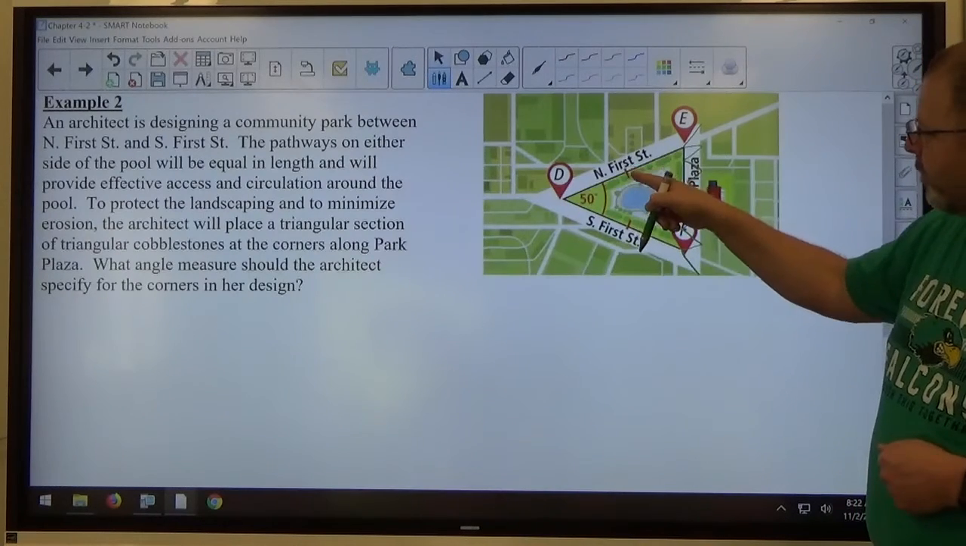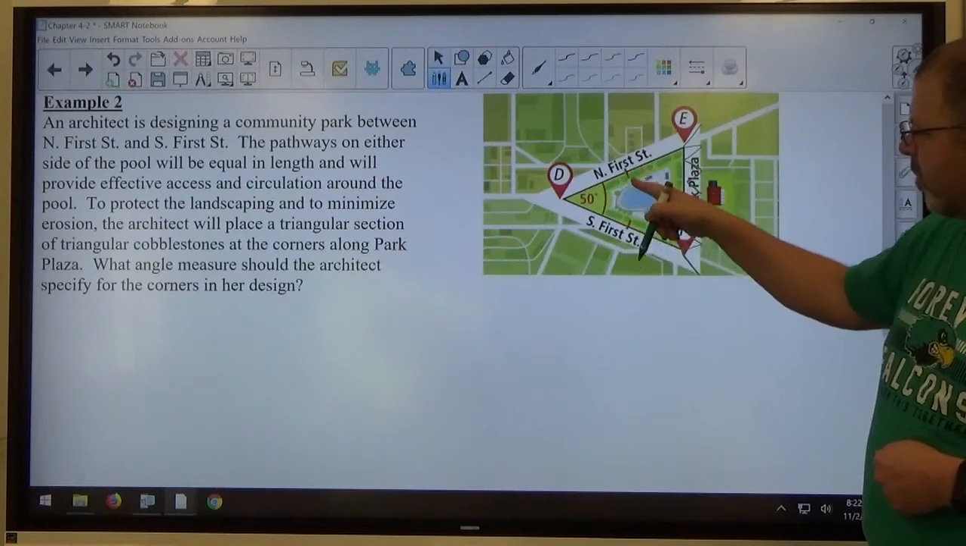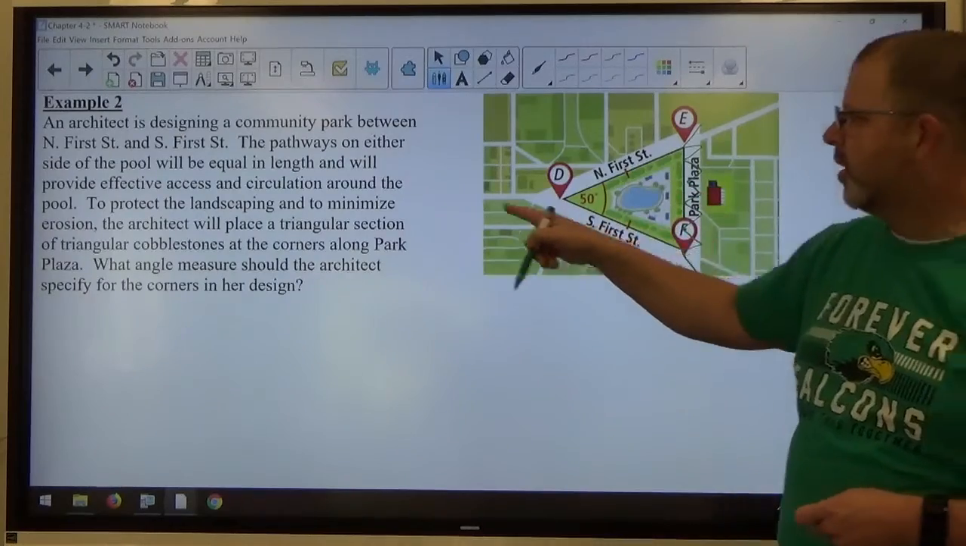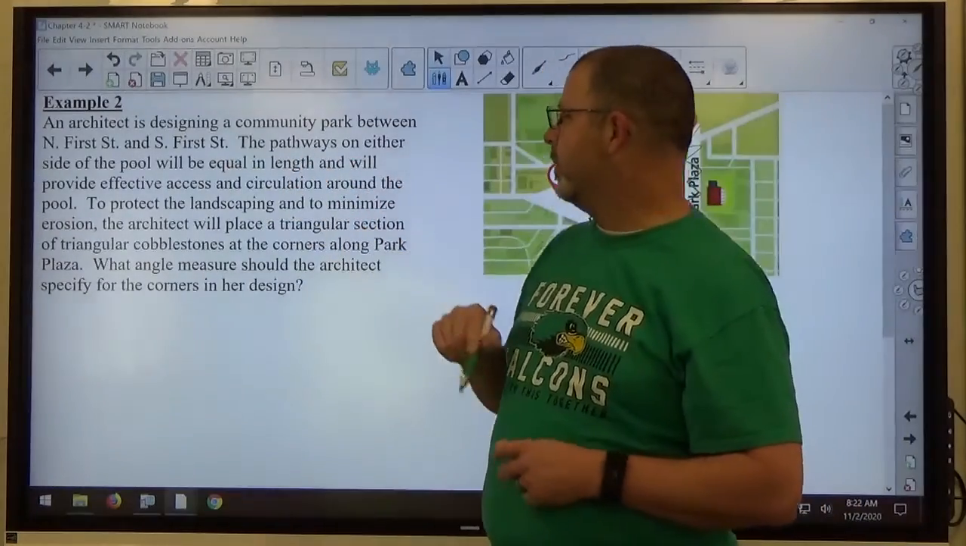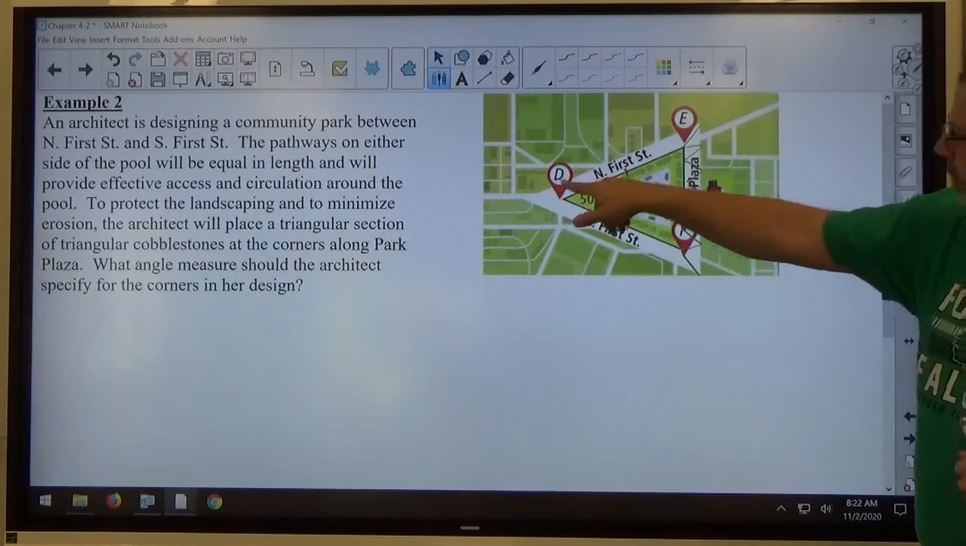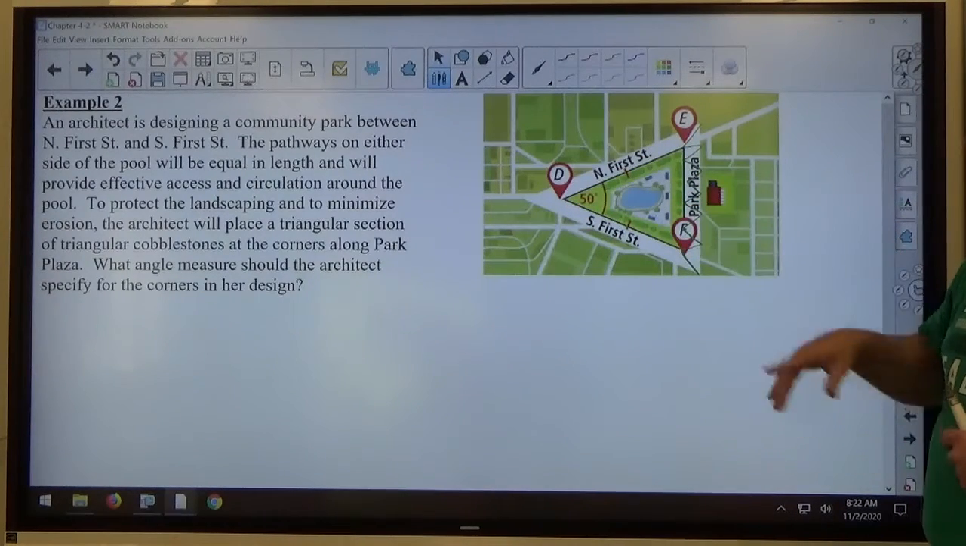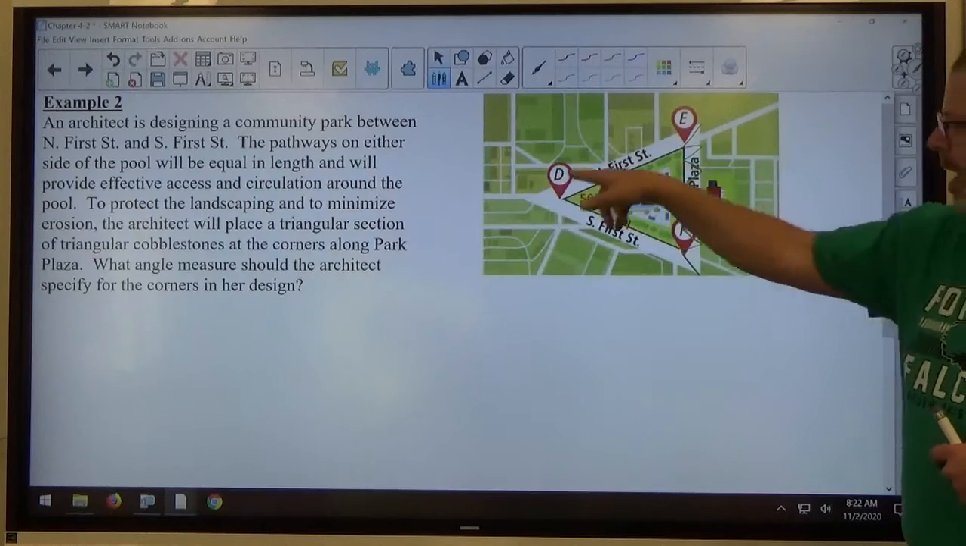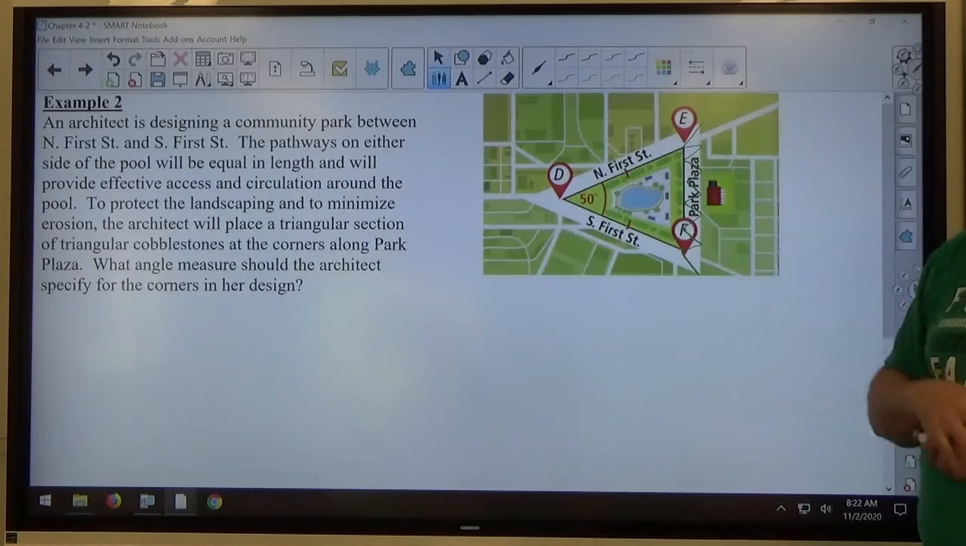You can see here that North 1st Street and South 1st Street are marked as congruent to one another based on what it says. The pathways on either side of the pool are equal in length. And what I'm considering is that she's going to be doing this whole thing around here. I don't know, I'm not the architect, but cobblestones all the way around this path here. So that's kind of what's happening on this park.